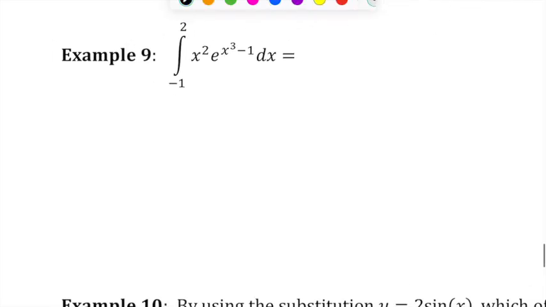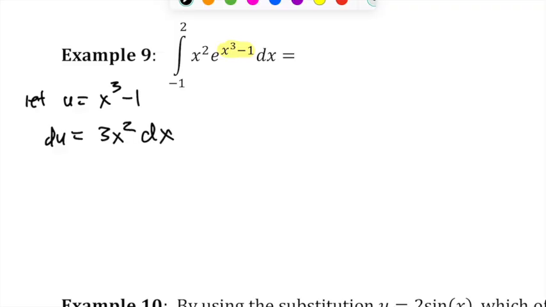Okay, example 9. So we have an e. We want to get this to the form where it's e to the x. I'm going to let u equal x cubed minus 1. Take the derivative of each side, you get du on the left. And on the right, you're going to get 3x squared dx. Solve for dx by dividing by 3x squared. And we have all of our substitutions.